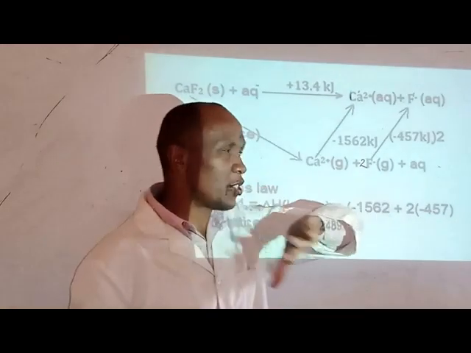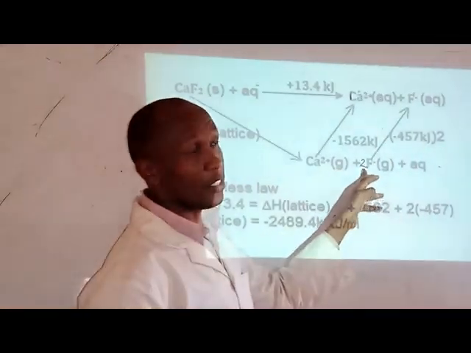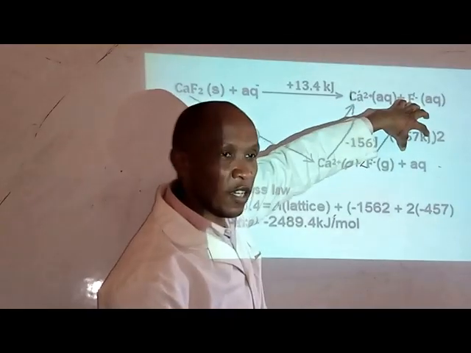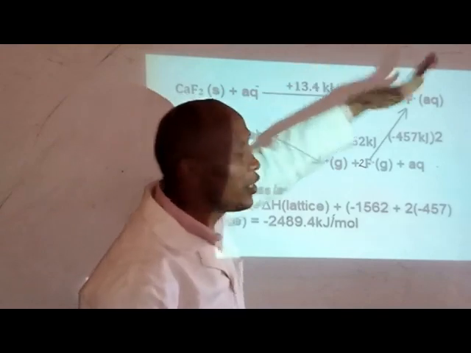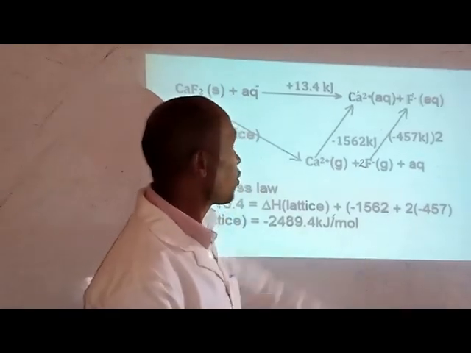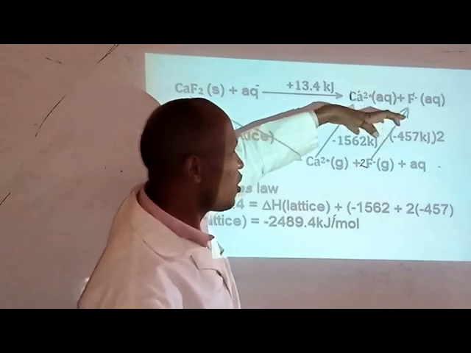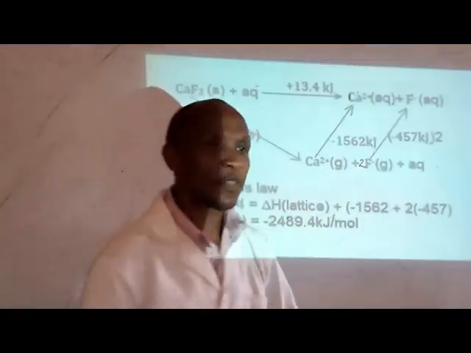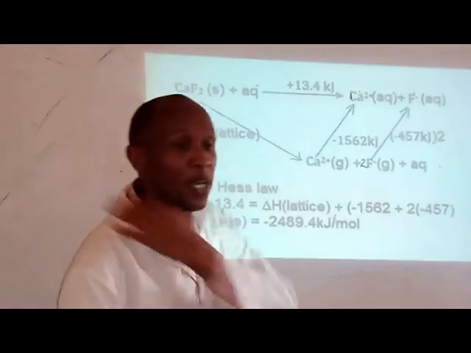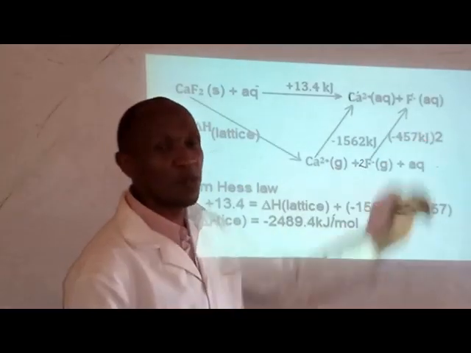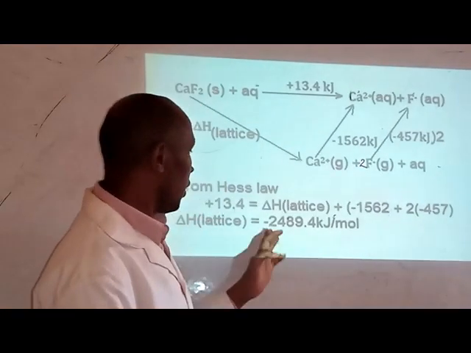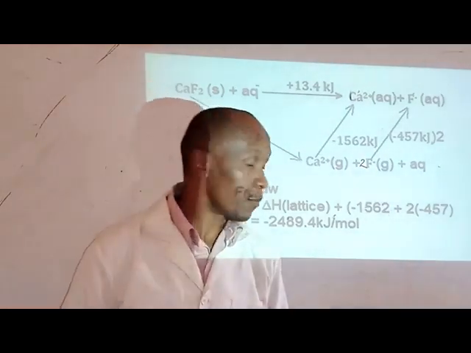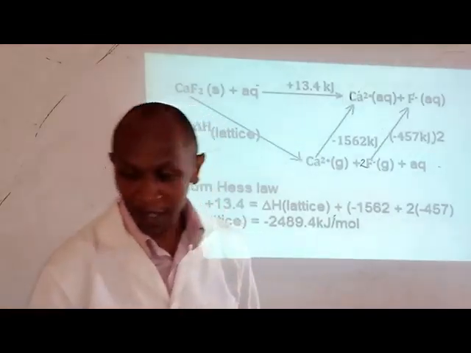I think if you got it wrong, you must have done it the way I did, but I remember to multiply that by 2. That is the only trick in this question. That is the only thing that may make you get it wrong, if you forget to multiply, because that is 457 kilojoules per mole of the fluoride ion. But you are now hydrating 2 moles of the fluoride ion, so that needs to be multiplied by 2. And then at the end of it all, I got that as the lattice energy of calcium fluoride.